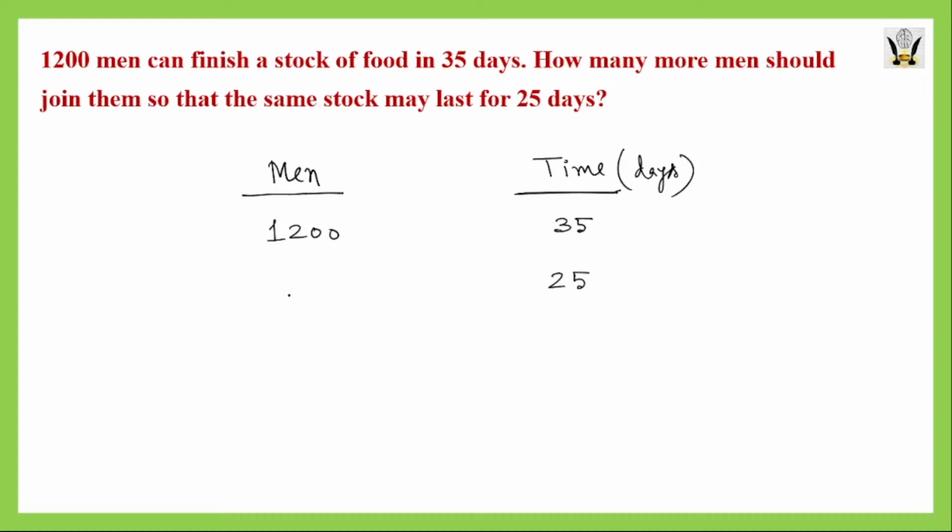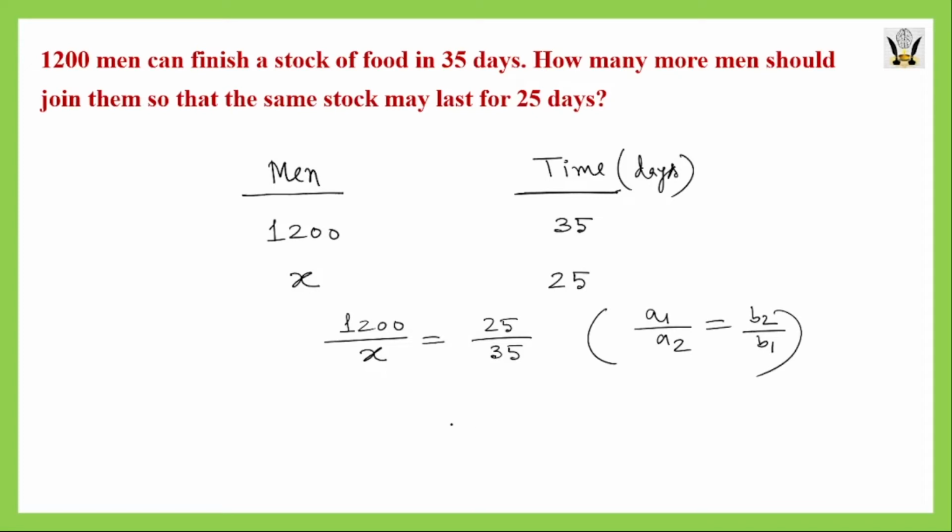We don't know the second value of the first quantity, so we will assume again that the value is x. How will we find it out? We will take the ratio 1200 by x, and that will be equal to 25 by 35, right? Because we know the relationship or condition for inverse variation: a1 divided by a2 is equal to b2 divided by b1, which we have already seen in the first problem. So what will be the value of x? It will be 1200 multiplied by 35 divided by 25. So it will be 5, then 7.